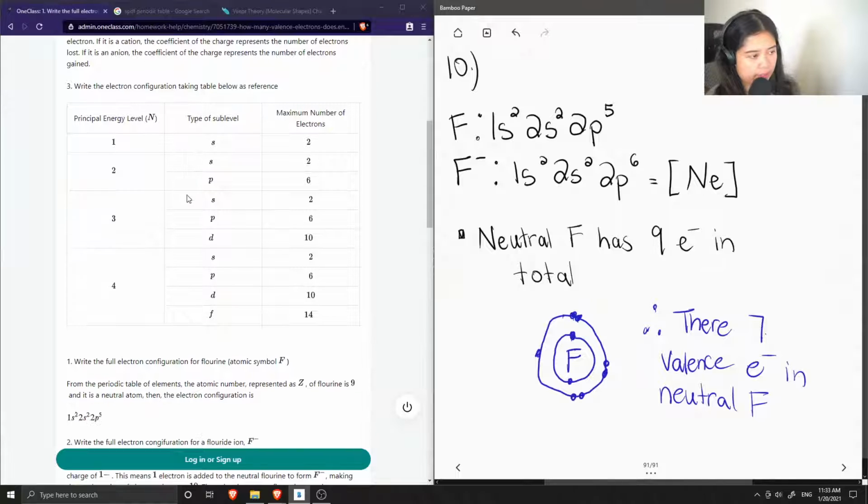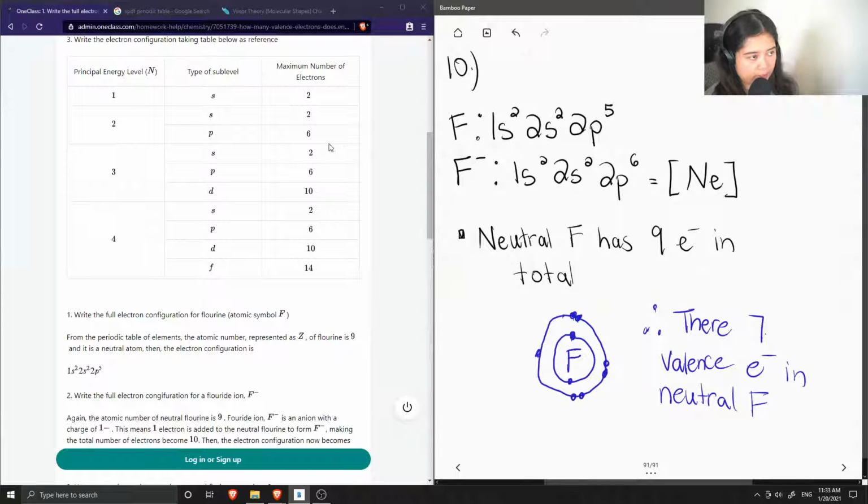Okay, so this is a helpful table to help write the electron configuration, and they just summed up all the different sublevels and how many electrons will be found in each orbital.